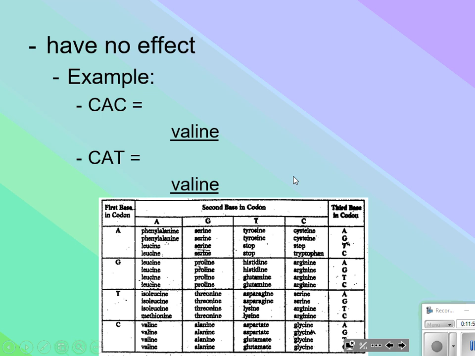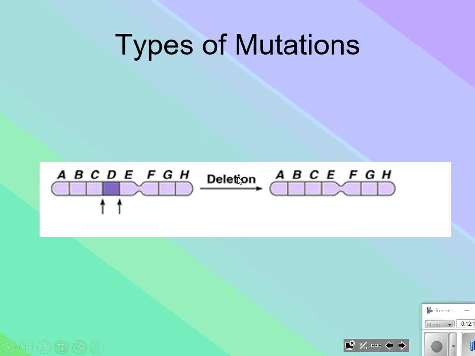Remember, we only have 20 amino acids, right? Look at your codon chart. There's more than 20 codons, aren't there? So some of those amino acids are repeated. That repetition is what happens when we have this mutation and there's no effect. Now let's talk about the types of mutations.